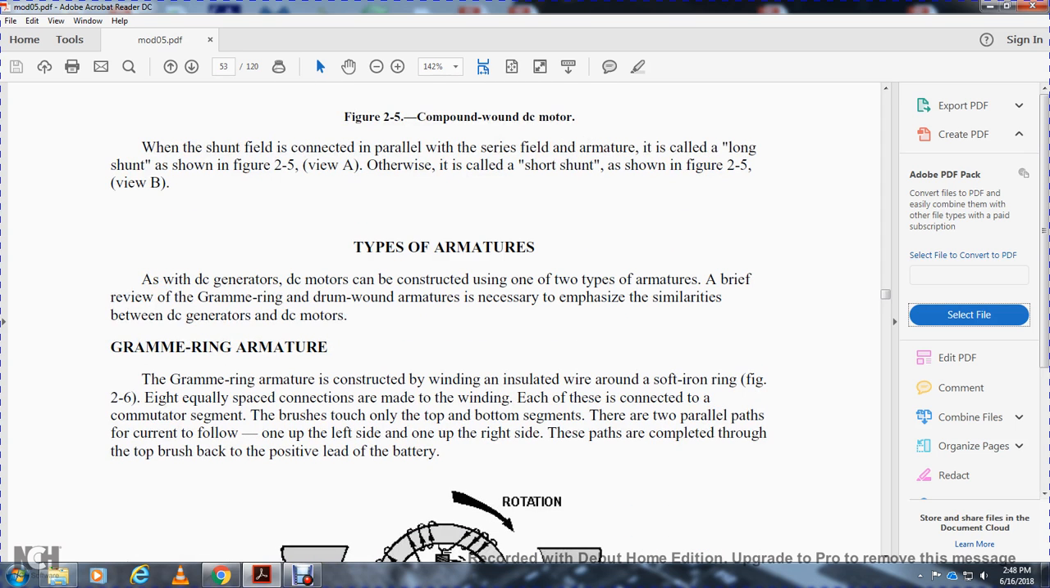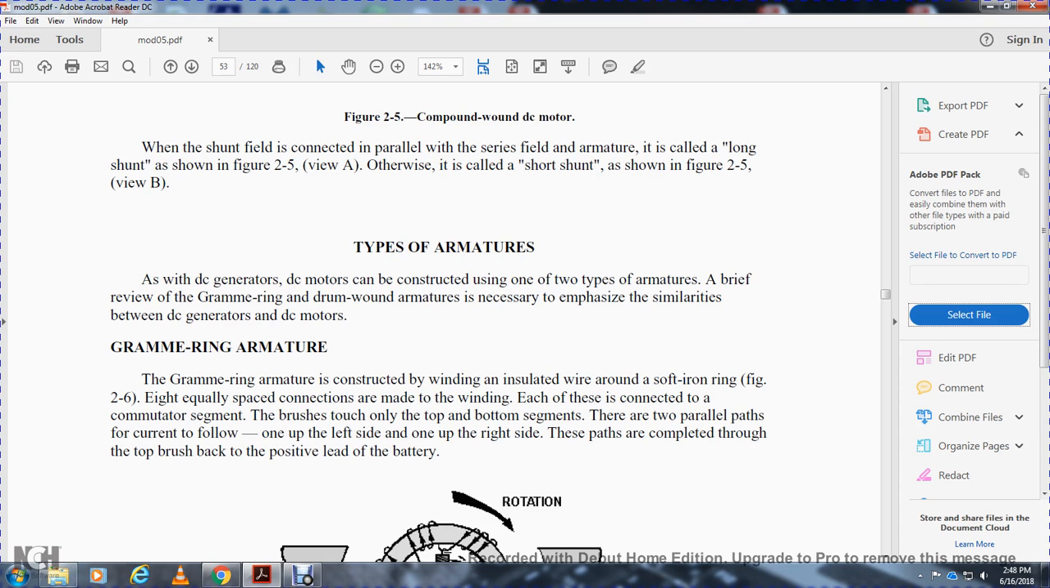Types of armatures. As in the DC generator, the construction of the DC motor uses two types of armature. A brief review of the Gramme ring and the drum wound armatures is necessary to emphasize the similarities between the DC generator and DC motors. Gramme ring armatures are constructed by winding insulated wire around a soft iron ring, with equally spaced connections made to the winding, each of these connections going to a commutator segment.